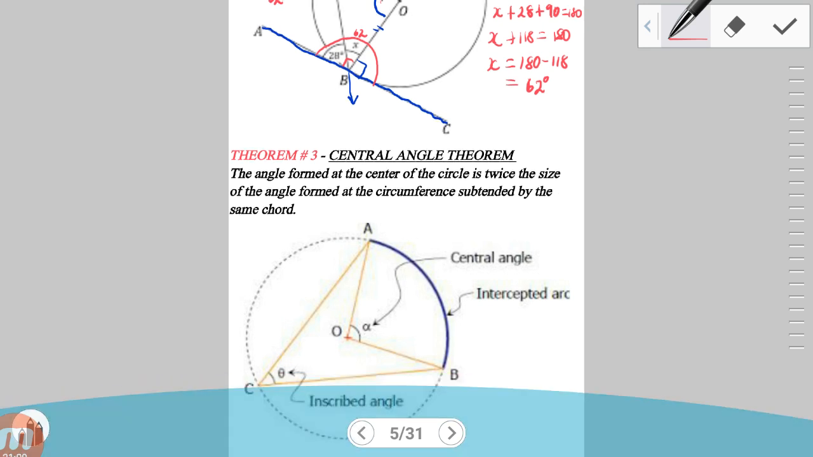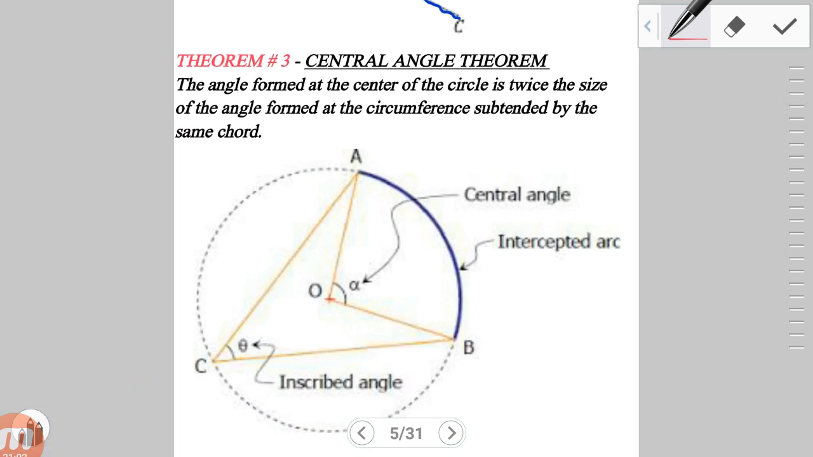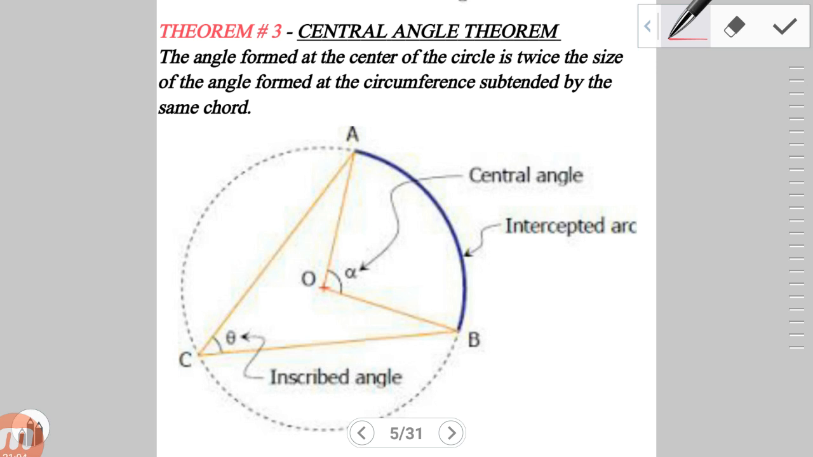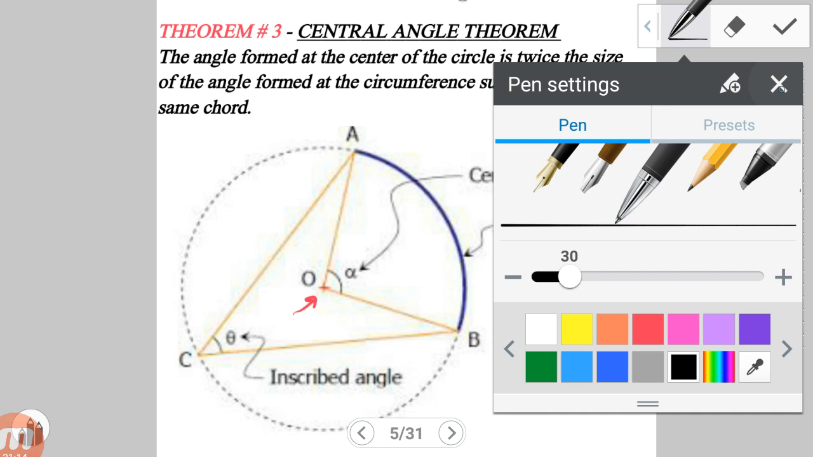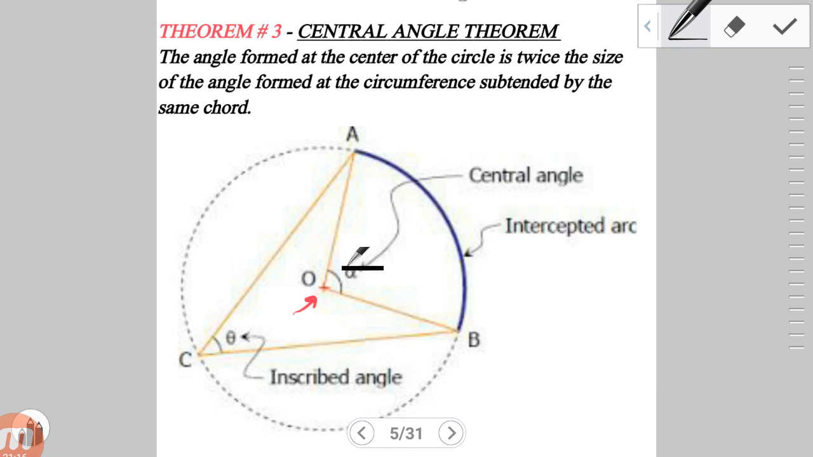Powerful stuff, guys. Let's get into it and let's have a look. What has to happen for this theorem to be applied is that an angle is created at the center, and you can see that we have indicated this with the letter O. That's our usual way of doing that. So an angle is formed at the center.